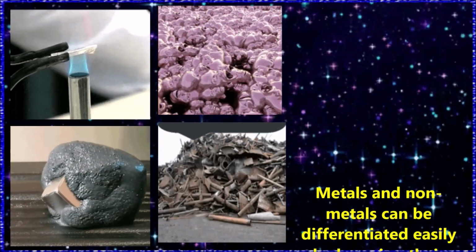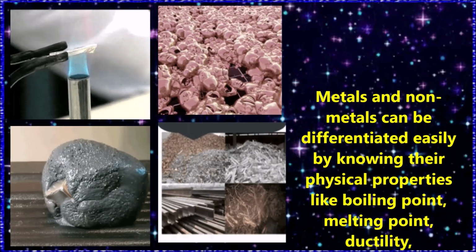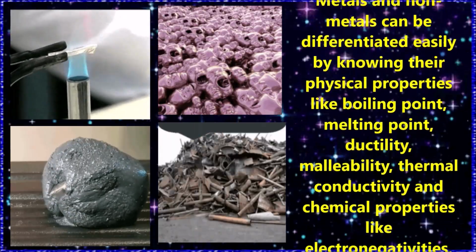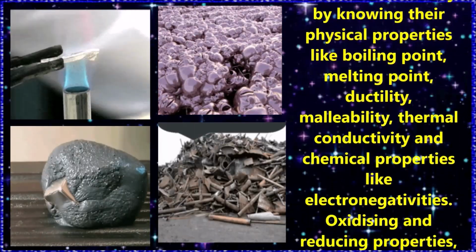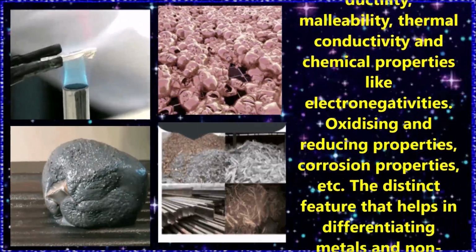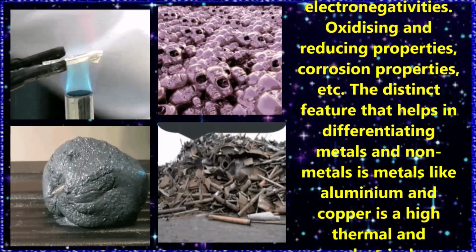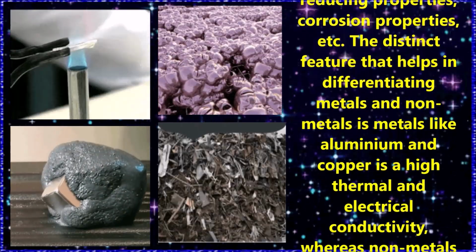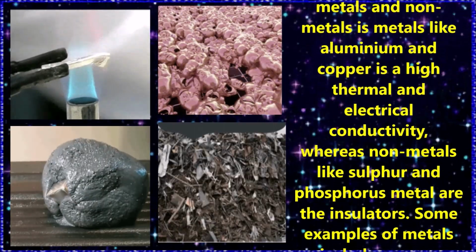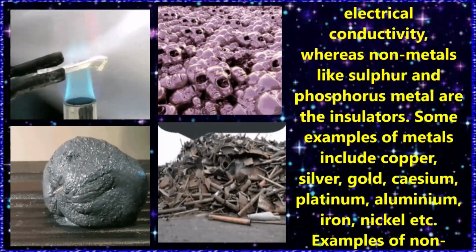Children, metals and nonmetals can be differentiated easily by knowing their physical properties like boiling point, melting point, ductility, malleability, thermal conductivity, and chemical properties like electronegativities, oxidizing and reducing properties, corrosion properties, etc. These distinguishing features help in differentiating metals and nonmetals. Metals like aluminium and copper have high thermal and electrical conductivity, whereas nonmetals like sulfur and phosphorus are insulators.